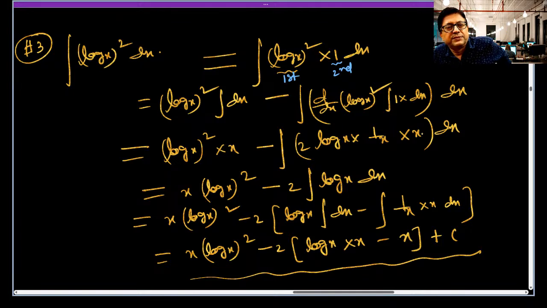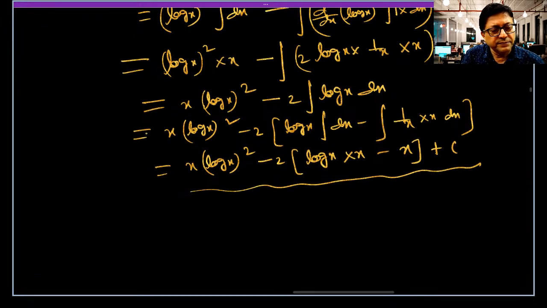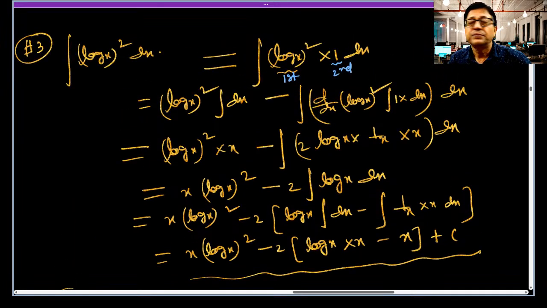Isn't it? This is okay. Log x whole square dx, you understand? This is one type where only one function is given, second function you have to take as constant, that is 1.